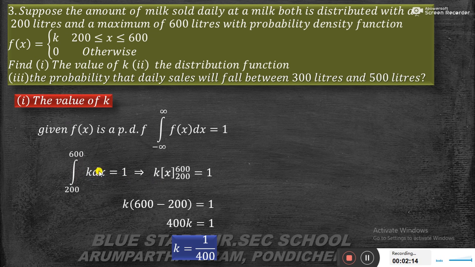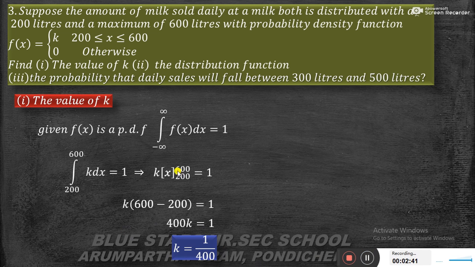So k times the integral of dx, which is x, with limits 200 to 600. Substituting the limits, upper limit 600 minus 200, equal to 1. 600 minus 200 is 400, so 400 k equal to 1. So k equal to 1 by 400. This is the value of k.